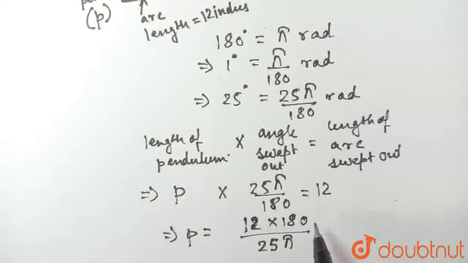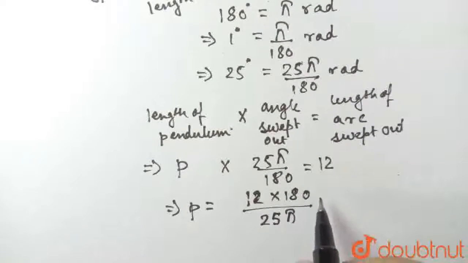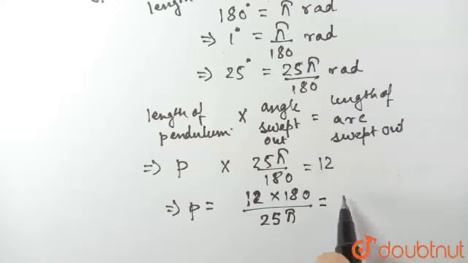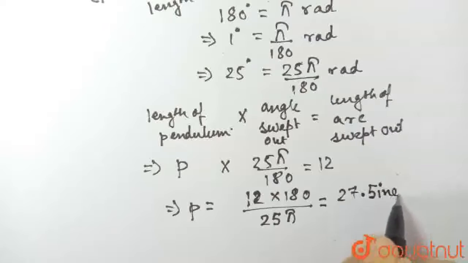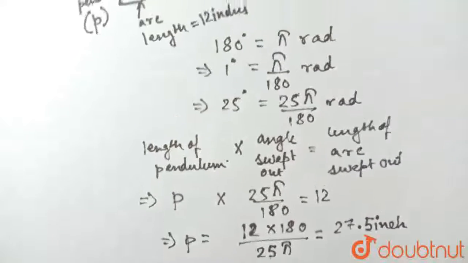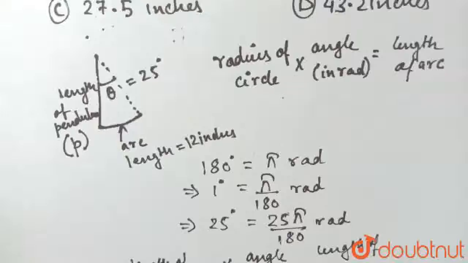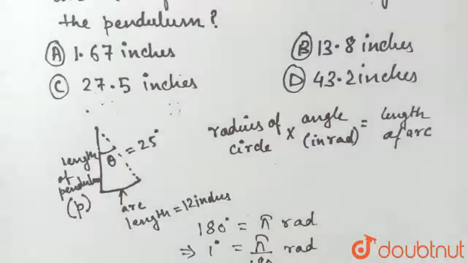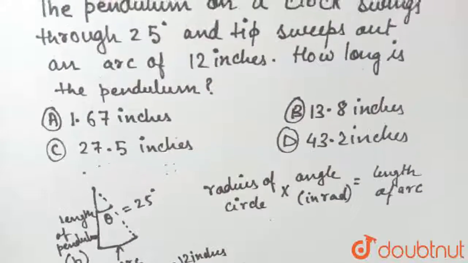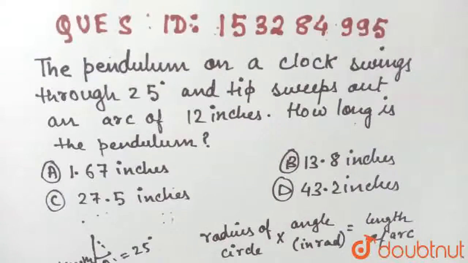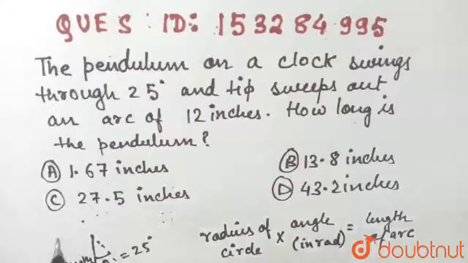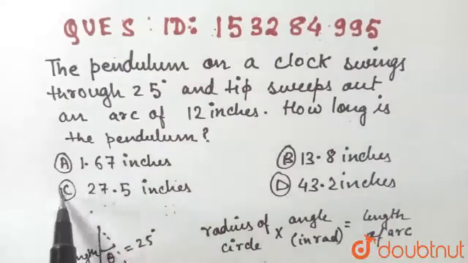So if we find this out, we can see by a calculator this is equal to 27.5 inches. So length of the pendulum, if we check the options, it comes out to be C, 27.5 inches.